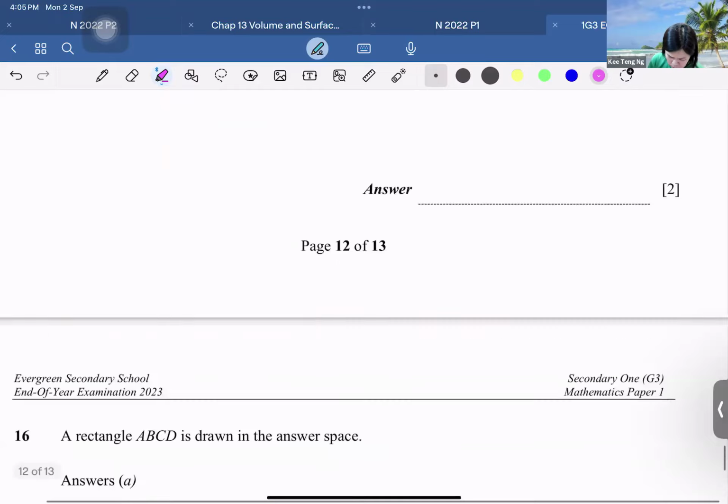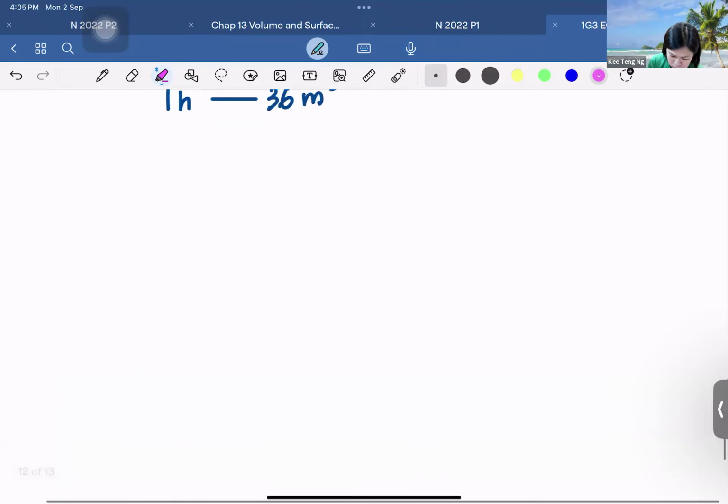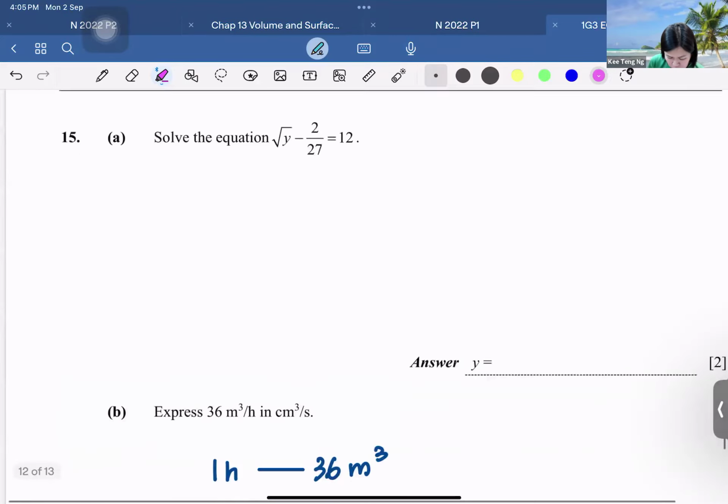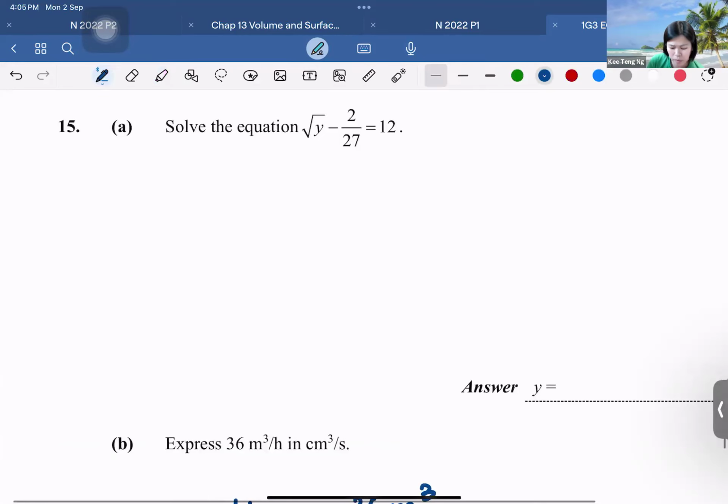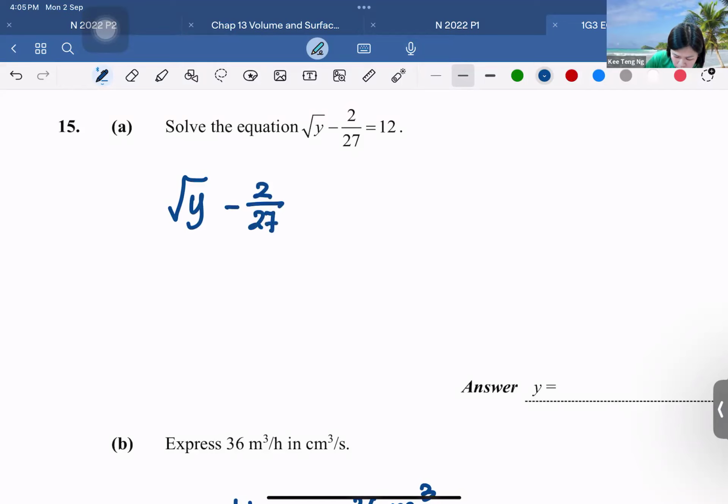Because after that, the one is construction. Construction I can only do in class. Last page, bear with me. Okay, question number 15. Solve this equation. First, I have square root y minus a number, such an ugly number. But I shall deal with it as per normal. Which one do I need to get rid of first?